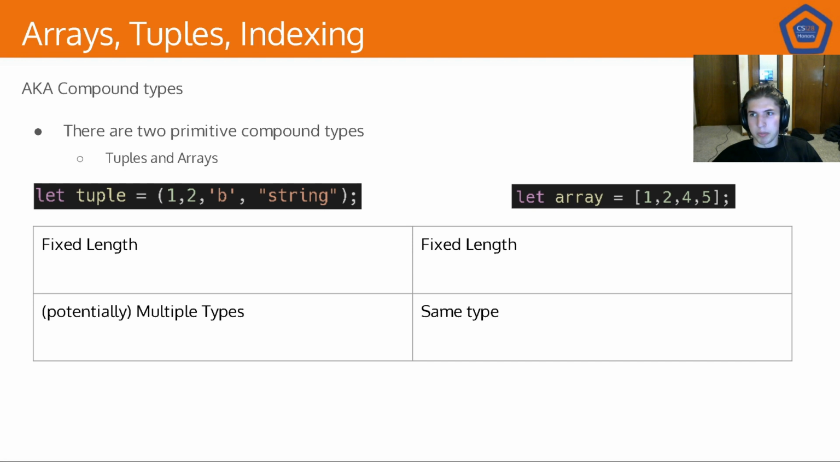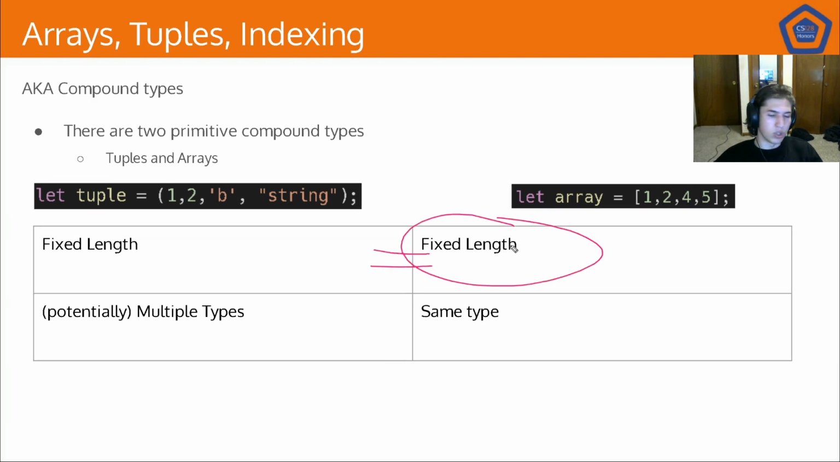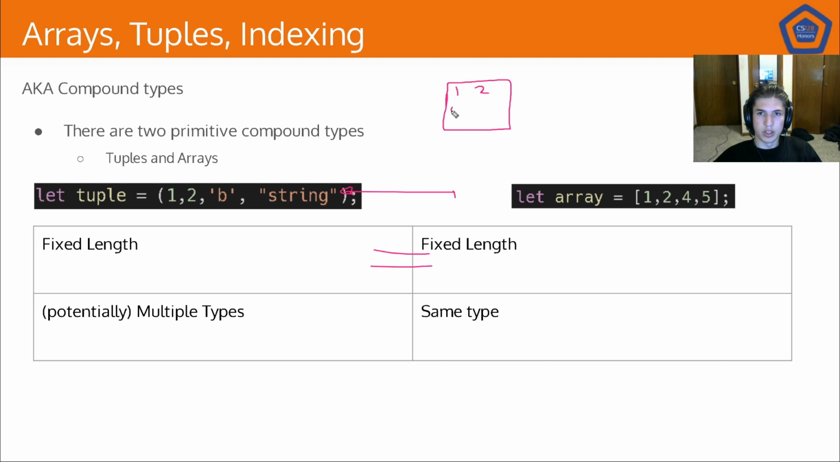Okay, and both of these are fixed length, which is important because not all arrays in all languages are fixed length. For example, I think in Java or something, these are variable length. In Rust, they're fixed length. Think of both of these types as some constant amount of memory. They are sitting in some block. You're putting the 1 here, the 2 here, the B here, and then the string here. And so obviously this has to be fixed length.